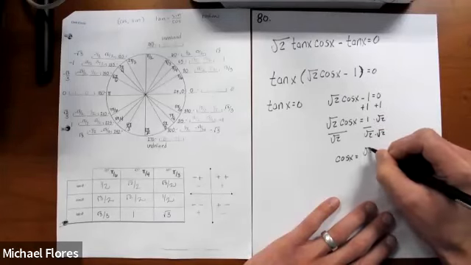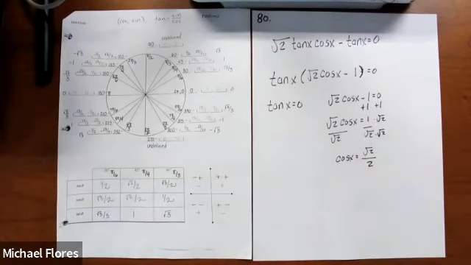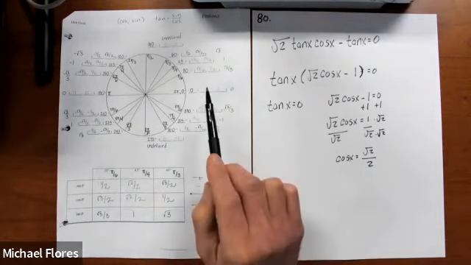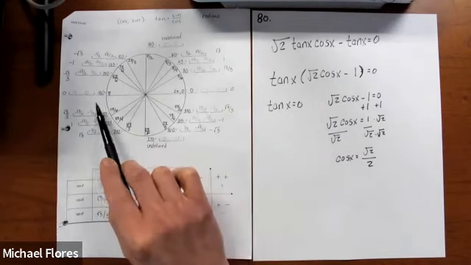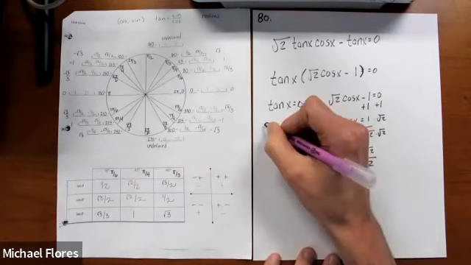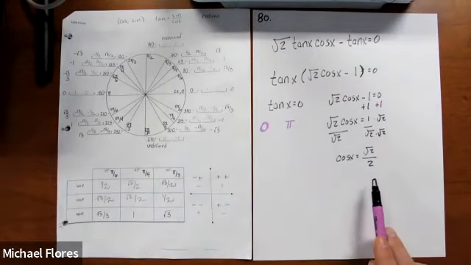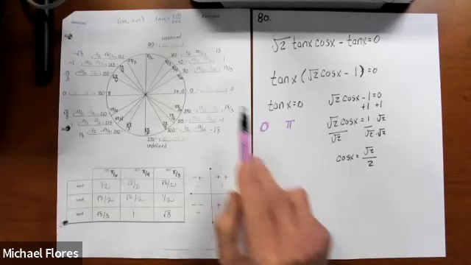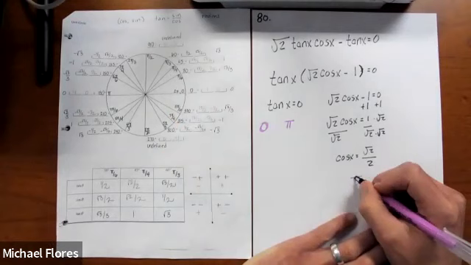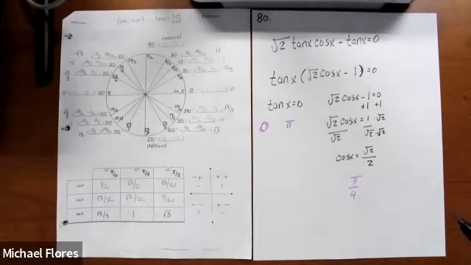1 times root 2 over root 2 times root 2. So where in the unit circle do we have a tangent of 0? That's going to be at 0 radians and pi radians. And then where in the unit circle do we have a cosine value of positive root 2 over 2? Here at pi over 4, and then again here at 7 pi over 4.